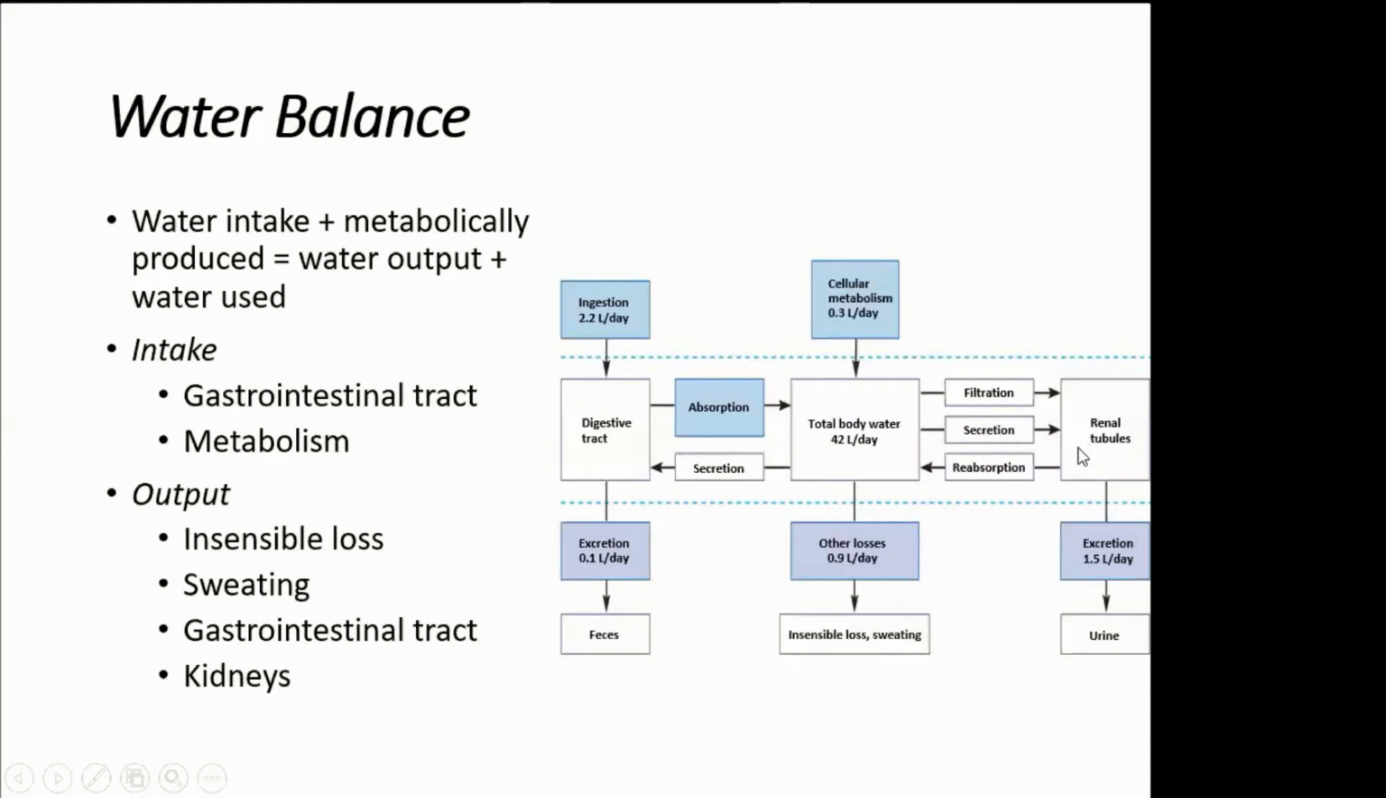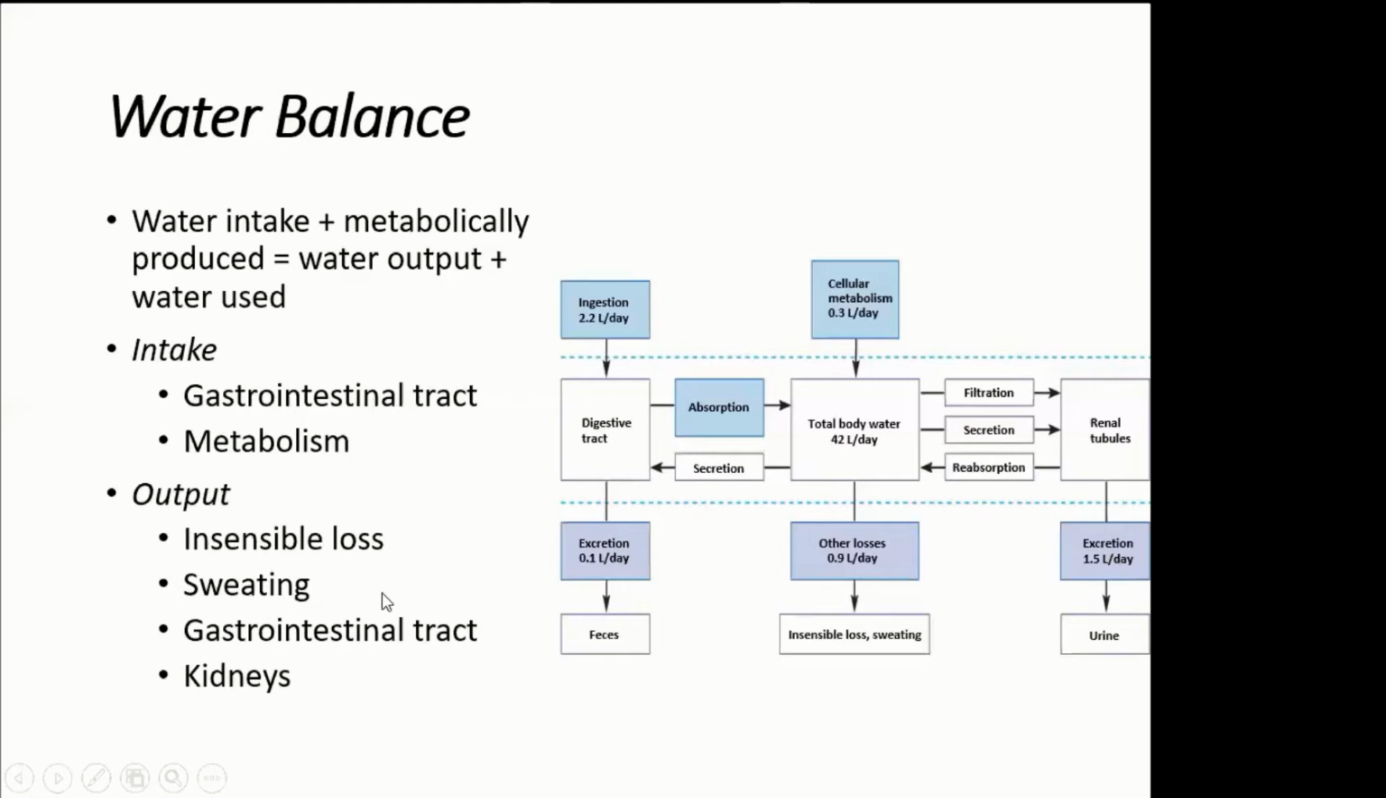A lot of that is going to get reabsorbed into the body because we remember that we have 180 liters of plasma moving through the nephrons. We don't want to lose the body water. So we're going to excrete some of it, but hopefully very little. On average, about 1.5 liters per day gets excreted as urine.